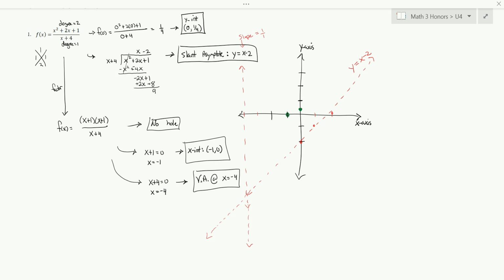How many pieces will we have to our graph? 2. Only 2. The vertical asymptote is the only thing that splits your graph into pieces. So we got one piece on the left side, which can happen in the top left, or it could be squeezed in here on the bottom left, right? And then we just have one on this side. So it could be down here, or it could be up here. We're not sure. Well, we do know it's got to pass through these, though, right?